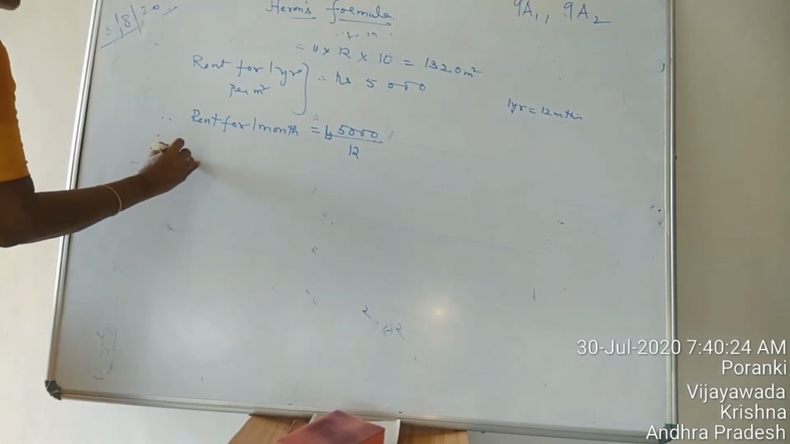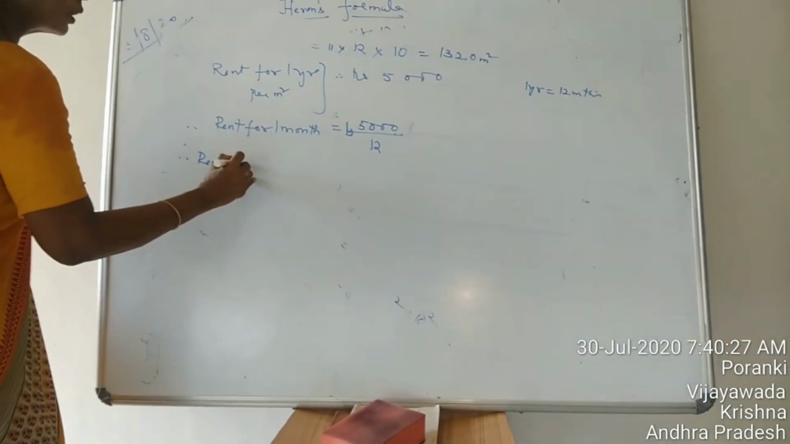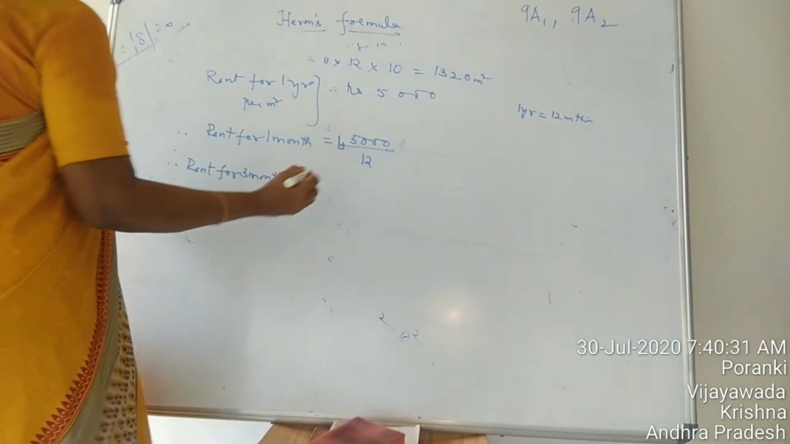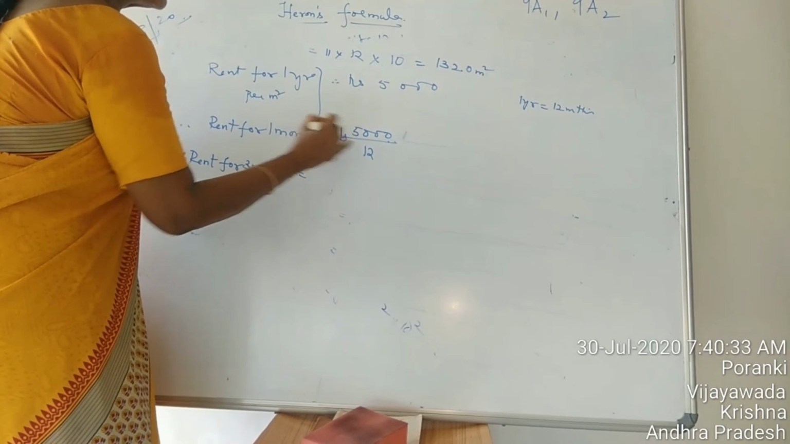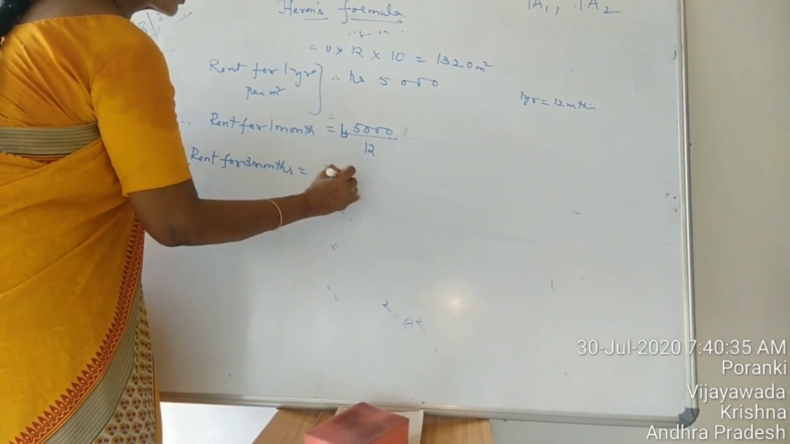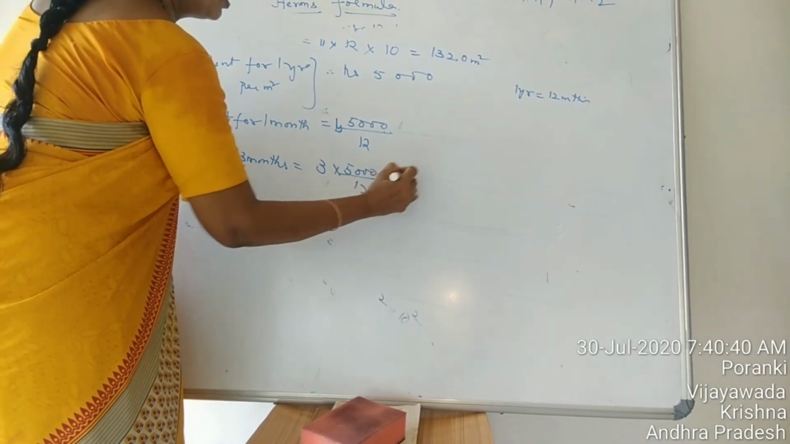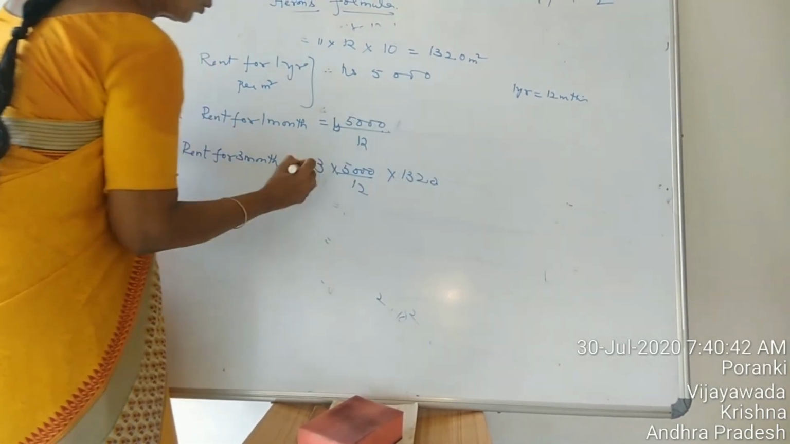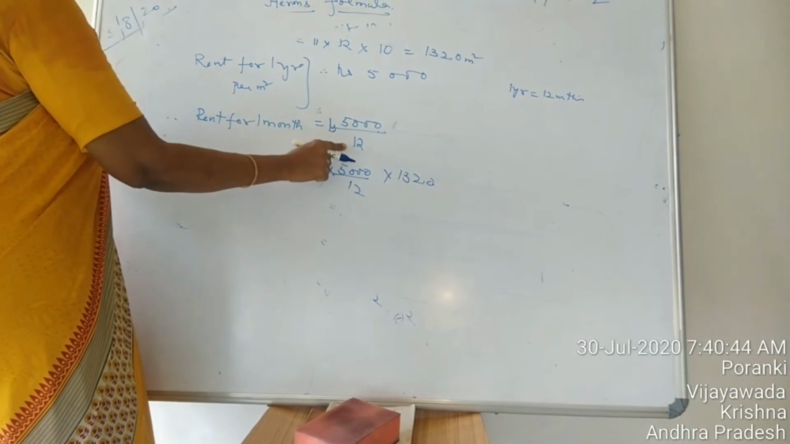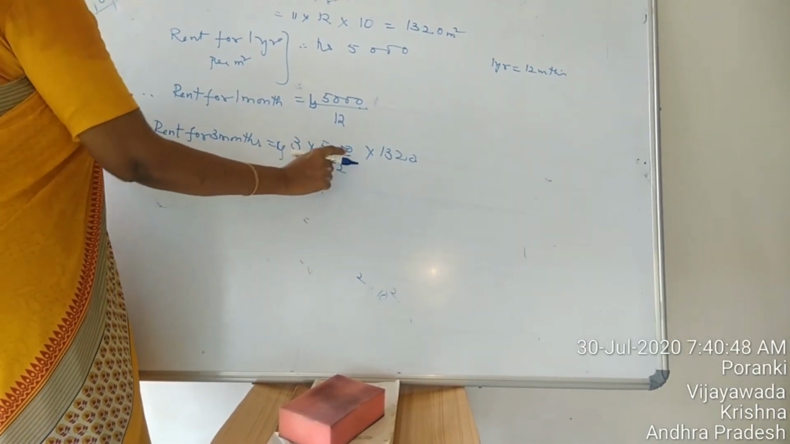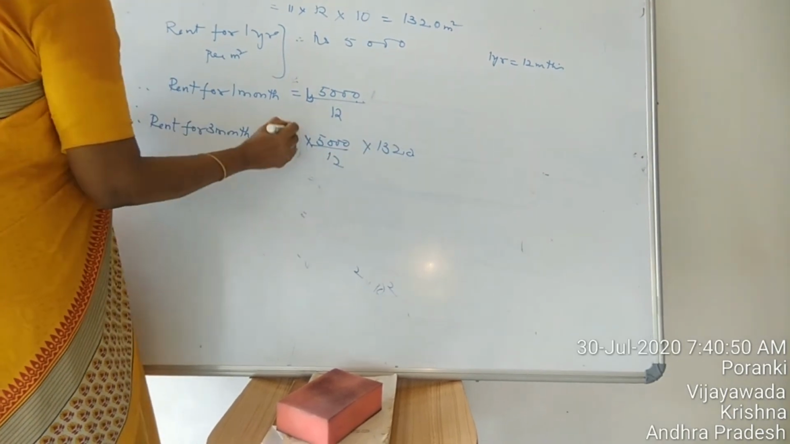Now they have asked you the rent for 3 months. So what is 3 months rent, children? 1 month rent is so much. 3 months rent is what? 3 into 5,000 by 12 into 1320. 1 month rent, you know. So 3 months rent is what? 3 into 5,000 by 12 into 1320.